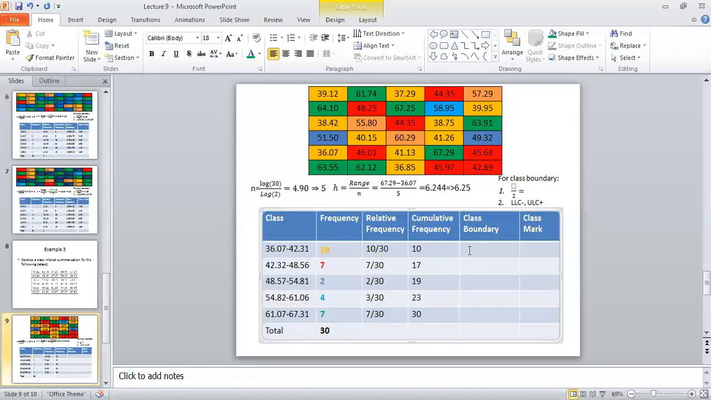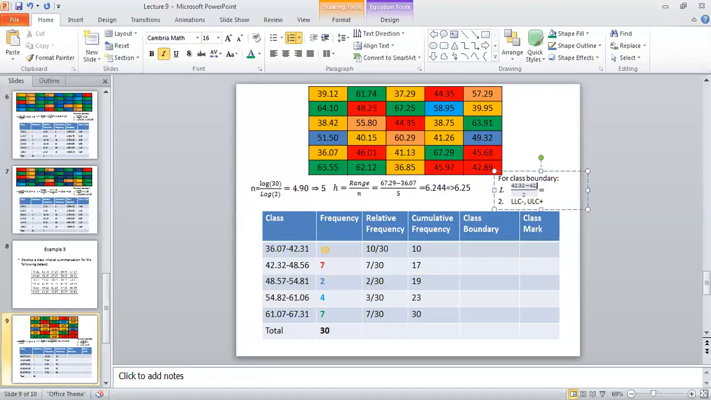The class boundary, the jamming factor to integrate the classes, is again done the same way. We subtract the upper limit of the first class, which is 42.31, from the lower limit of the second class, which is 42.32, and divide the answer by 2. So let's do this calculation. 42.32 minus 42.31 and divided by 2 gives 0.005.